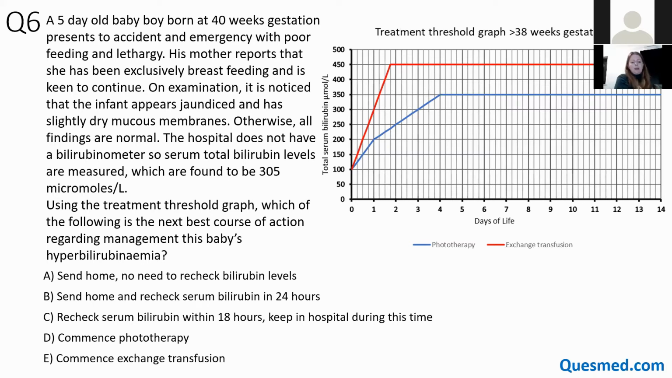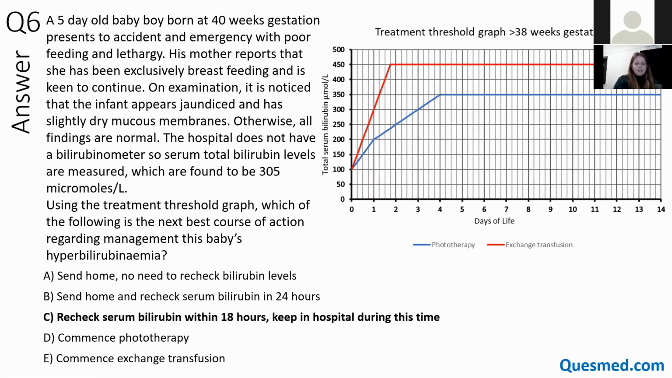Okay, let's see what you put. Ooh, quite a split one again. So B narrowly has it with 37% of you, closely followed by C, then D, and then a few of you went for A and E. Let's see what the answer is.